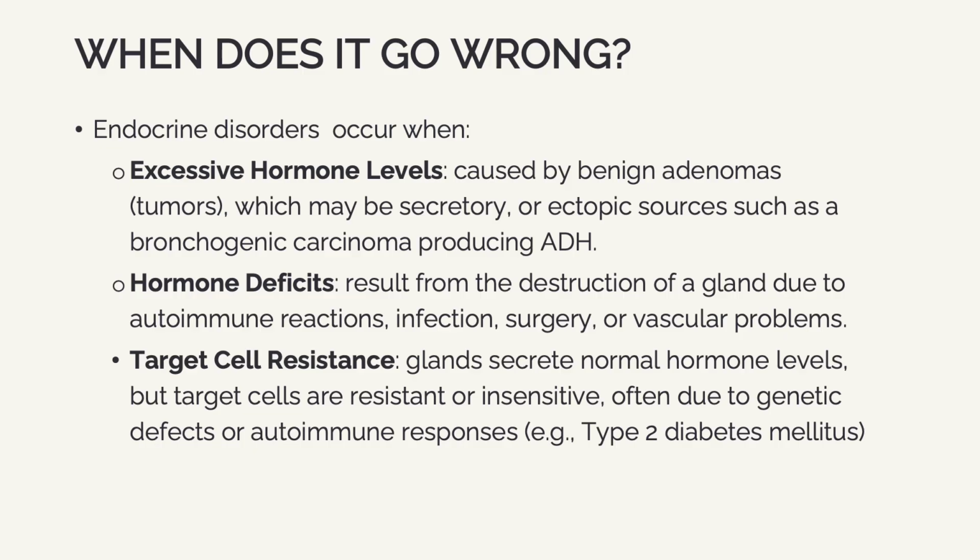So when does this go wrong? What happens, right? When will it go wrong? Endocrine disorders occur when hormone regulation becomes disrupted. So one cause is hormone excess, often resulting from hormone secreting tumors called adenomas, or from ectopic hormone production by cancer.